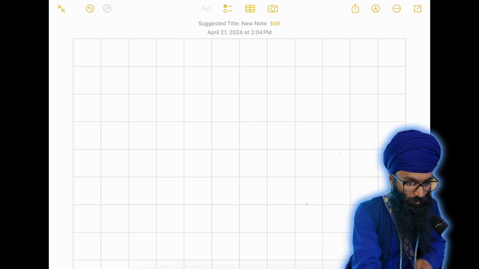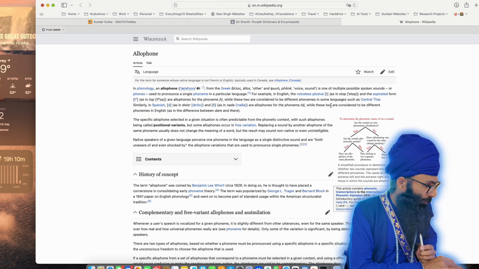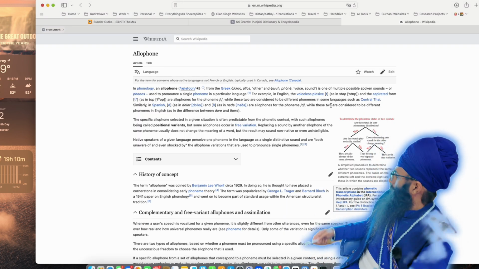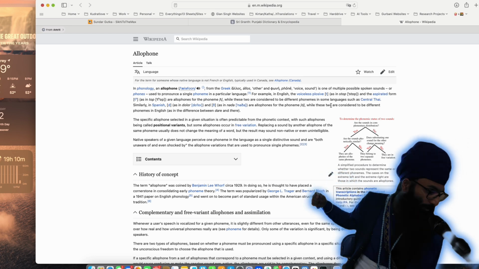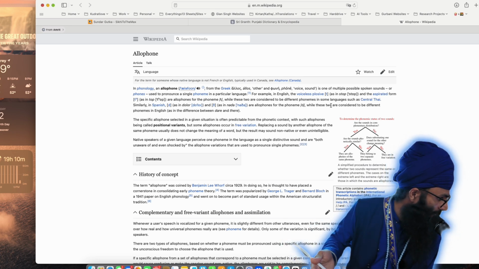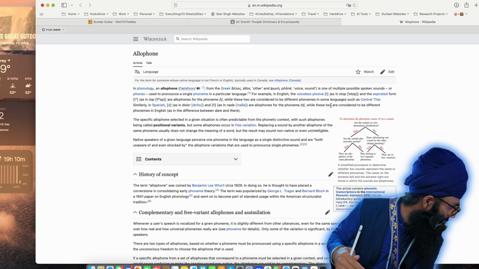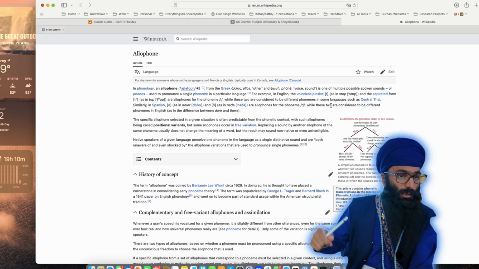The word is called allophone. Allo means changeable, I believe. Allo means utter, and phone means... I forgot what they mean. But I just learned this, so forgive me. But anyways, the word is allophone.